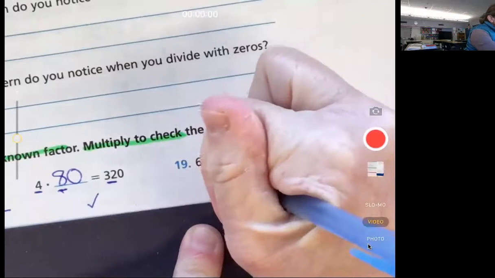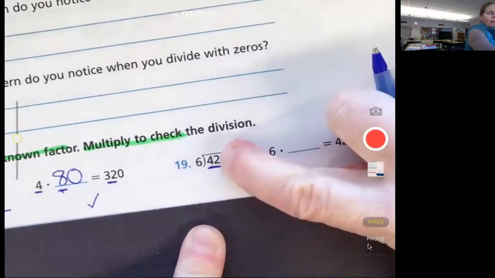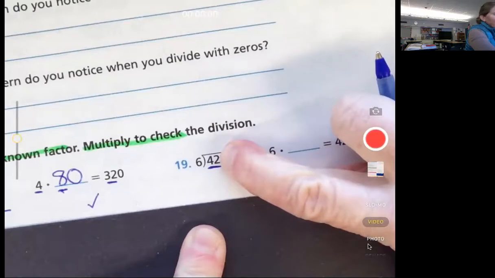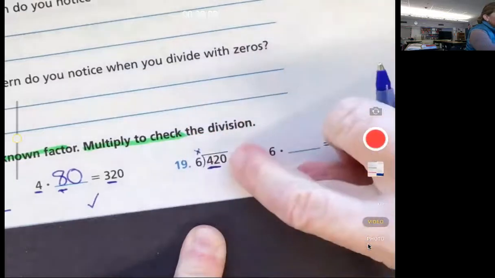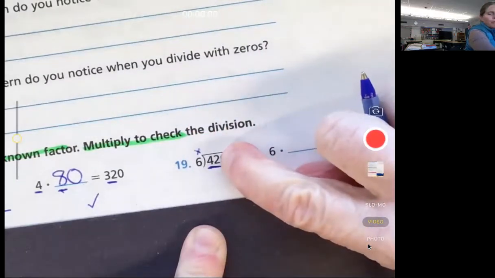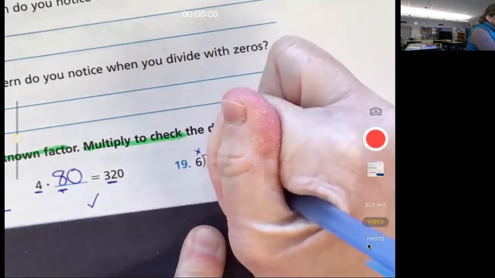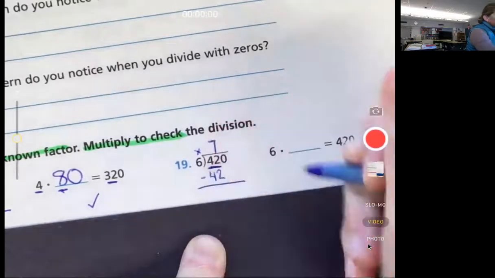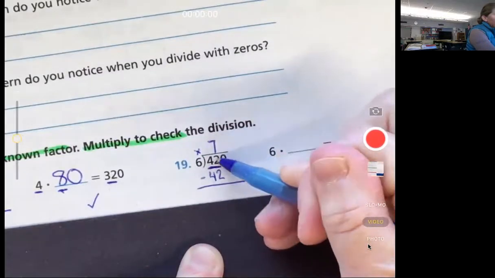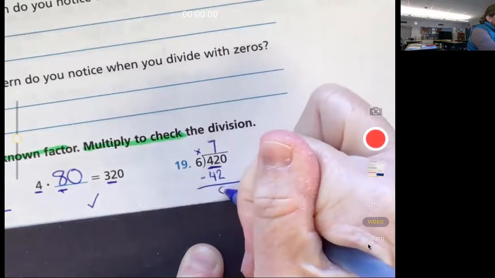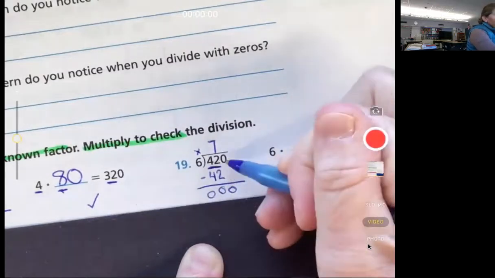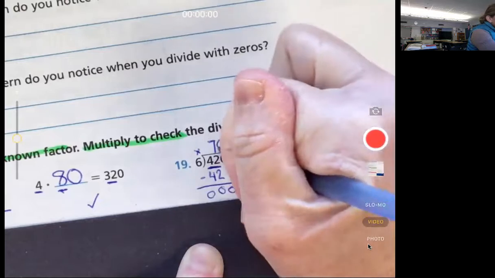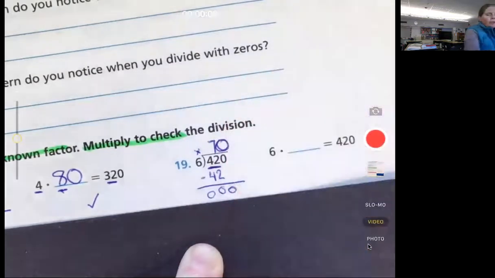So again, I'm looking at my whole number. I'm imagining that this 0 isn't there. I'm trying to find the missing factor, okay? 6 times what gets me to 42? Think about that. Yep, I know that 7 times 6 is 42. So I'm going to write it down and do my subtraction. Make sure it's lined up. Your 7 is above the 2. This is 0 and this is 0. So when there's a 0 left, the 0 has to come up here too. Okay, so you're adding that.